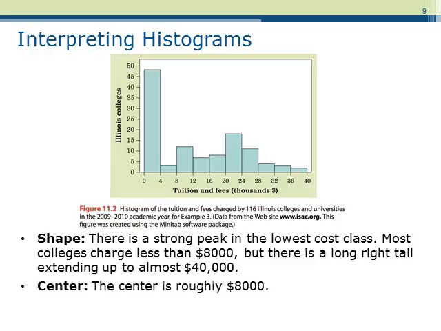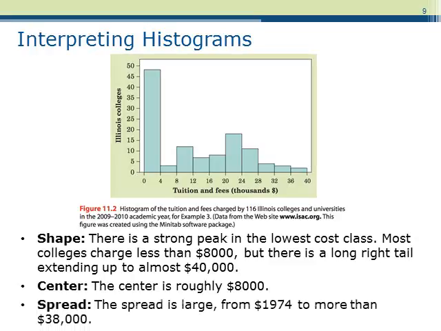If we went through and counted all the observations, we would see that the center is roughly $8,000. In other words, about half of the colleges charge less than $8,000, and about half of them charge more than $8,000. Finally, in terms of the spread, we would say that it is large, ranging from 1,974 to more than 38,000. These values can't be seen from the histogram, but they can be seen from the actual data itself.